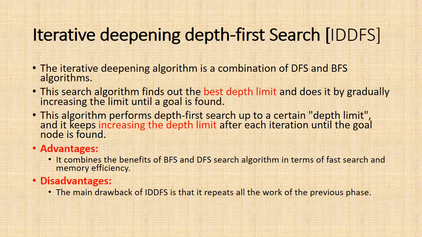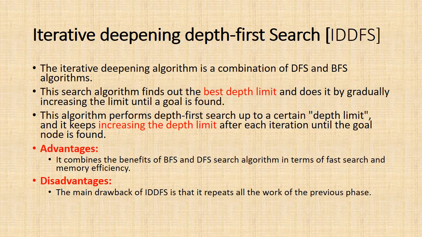and it is also not optimal even if L is greater than d. The iterative deepening algorithm is a combination of DFS and BFS algorithms. This search algorithm finds out the best depth limit and does it by gradually increasing the limit until a goal is found. This algorithm performs a depth-first search up to a certain depth limit, and it keeps increasing the depth limit after each iteration until the goal node is found.